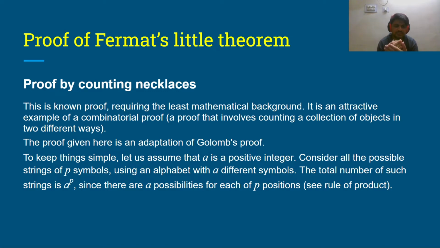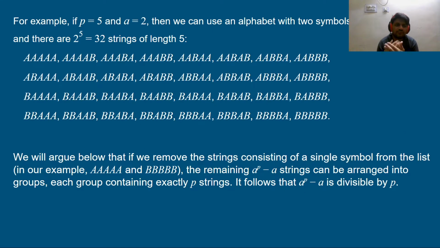To keep things simple, let us assume that a is a positive integer. Consider all the possible strings of p symbols using an alphabet with a different symbols. The total number of such strings is a^p, since there are a possibilities for each of p positions. For example, if p equal to 5 and a equal to 2, then we can use an alphabet with two symbols. And there are 2^5 equal to 32 strings of length 5. These are the strings of length 5.